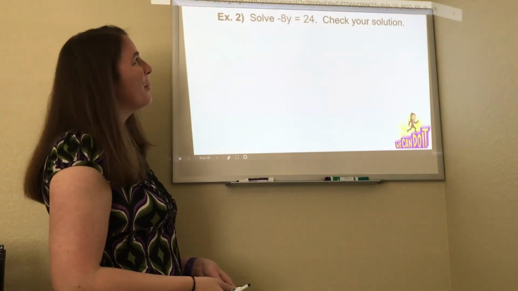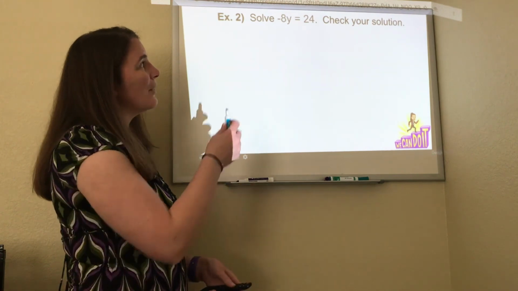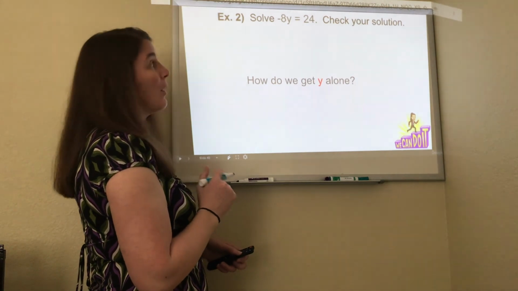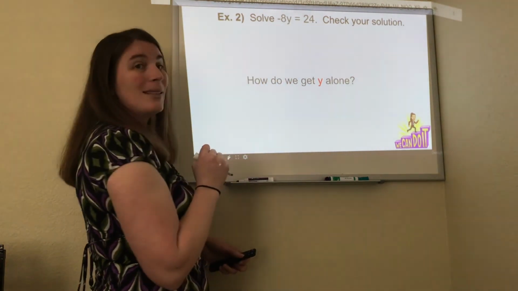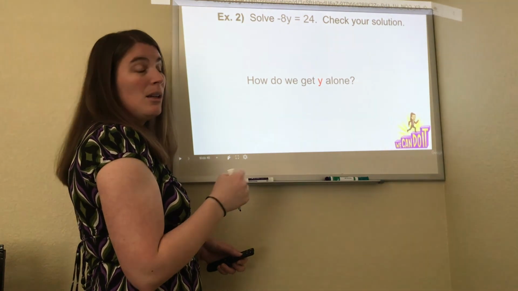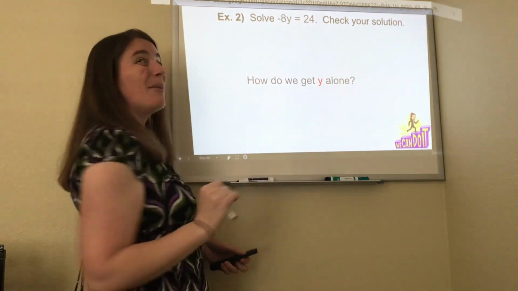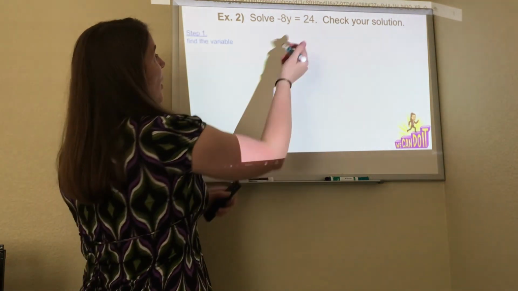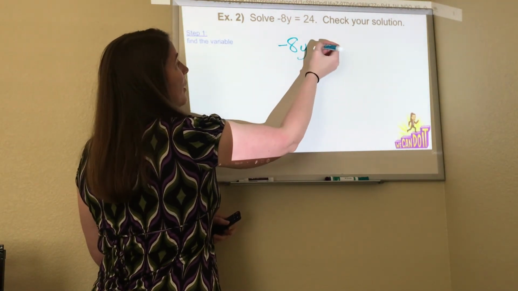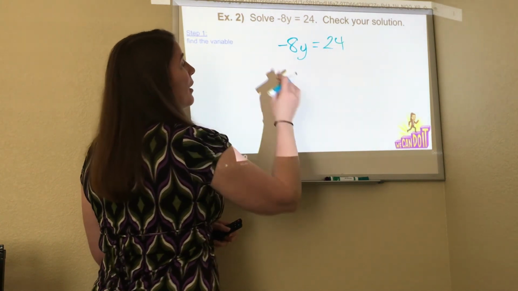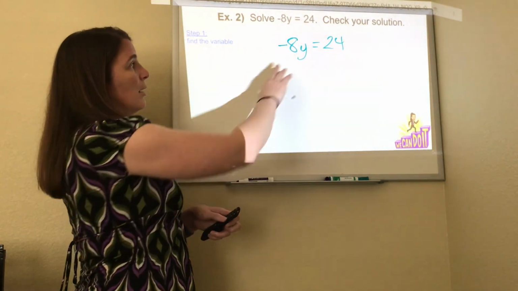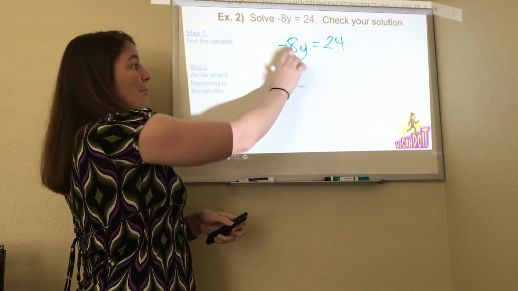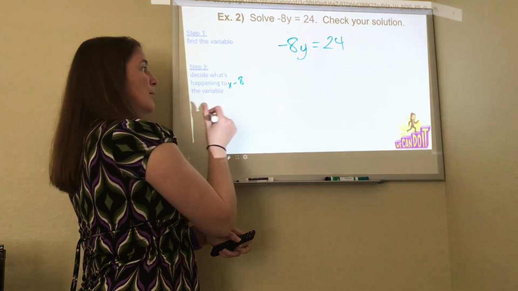All right, here's the next problem. Example 2, I have negative 8y equals 24. So the first question is, how do we get y alone? So we're looking here and we see that it is being multiplied. So we have to undo it, and it's being multiplied by a negative 8. So we have to undo that negative 8 because we want a positive one. So I'm going to go ahead and write negative 8y equals 24. My variable's right here. It's being multiplied by a negative 8. So that's times a negative 8.